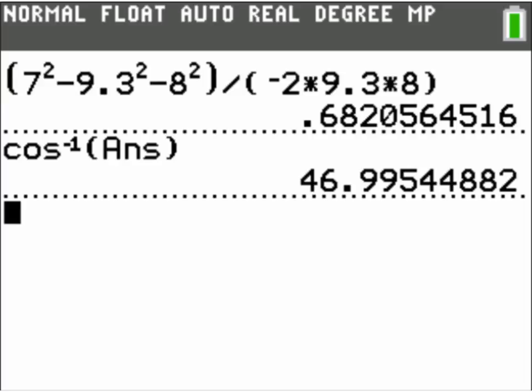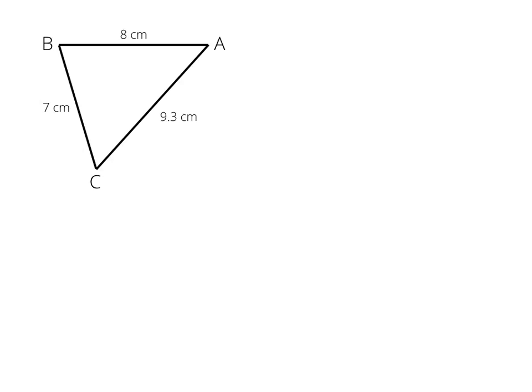Remember, every time you calculate something in your scientific calculator, it gets stored in a temporary variable called ANS, which is short for answer. So in other words, after I calculated the fraction, I got 0.6820564516. That was the cosine of A. To figure out the angle, I had to do the cosine inverse of that value. So okay, I got the measure of angle A is 47 degrees. I now label angle A.